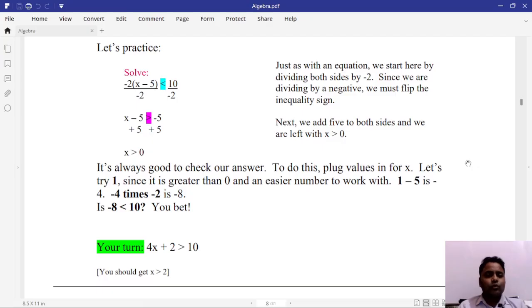It's always good to check our answer. To do this, plug values in for x. Let's try 1, since it is greater than 0 and an easier number to work with. 1 minus 5 is minus 4, and minus 4 times minus 2 is minus 8. So is minus 8 less than 10? Yes, sure, minus 8 is less than 10. 10 is a very big number in comparison to minus 8. So 10 is greater than minus 8 or minus 8 is less than 10. Both things are the same.